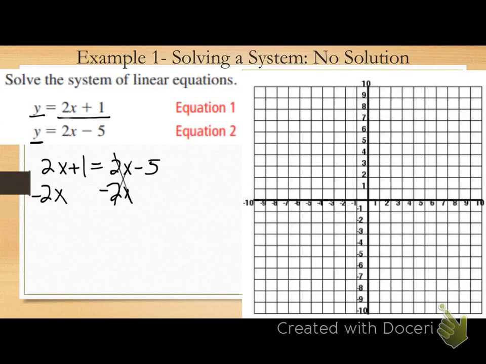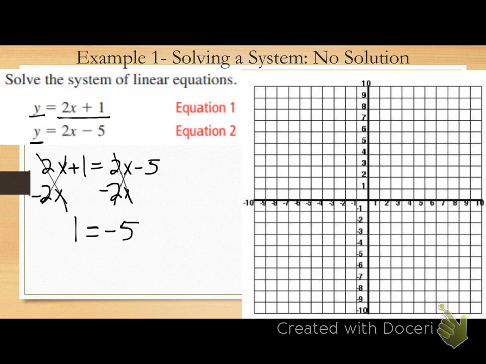So what happens when I do 2x minus 2x? I get 0x, which is just 0. So my x's go away. So 1 equals negative 5. On the left side of the equation, I'm left with 1. On the right side, I get negative 5. Does everyone see what happened there? My x's canceled out.